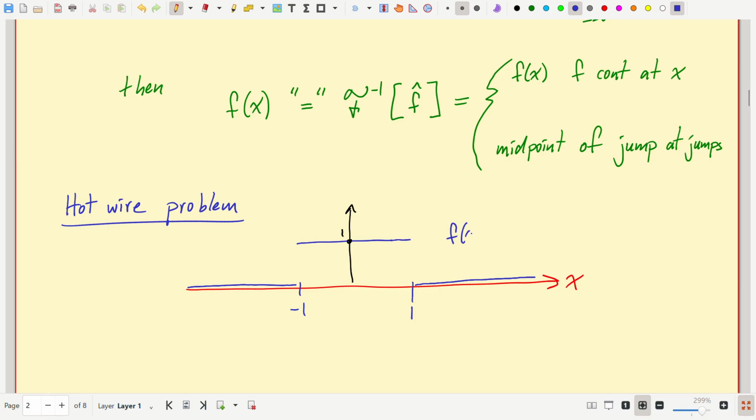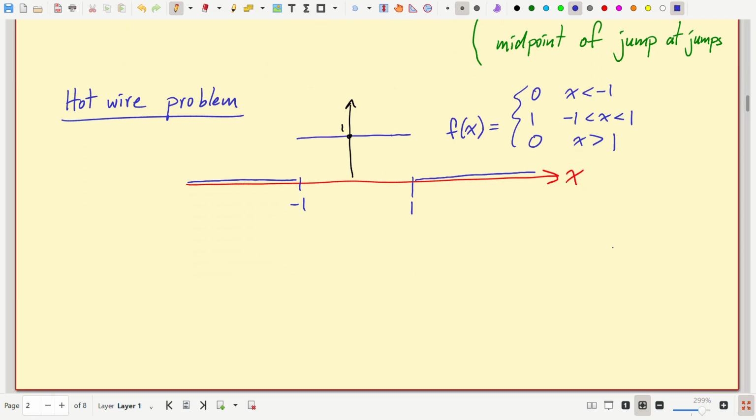That's going to be the initial temperature of my hot wire. So f(x) is equal to 0 for x less than -1, 1 between -1 and 1, and 0 for x bigger than 1. That's going to be my initial temperature. And the hot wire problem would be the heat equation, du/dt equals c squared times d²u/dx². And I think I'll take c to be 1 just so I don't have to write c all the time.